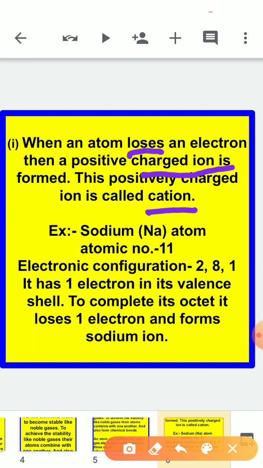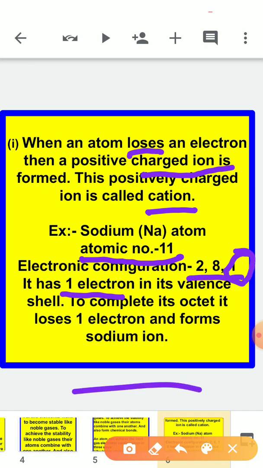Here I can show you an example of how an atom is losing an electron and how it is getting a positively charged ion. So here you can see the example of sodium. What we know about sodium is that it has atomic number 11 and its electronic configuration is 2, 8, 1. It has one electron in its valence shell or outermost shell. So to complete its octet, it loses one electron. This outermost shell electron it will lose and then form the sodium ion.